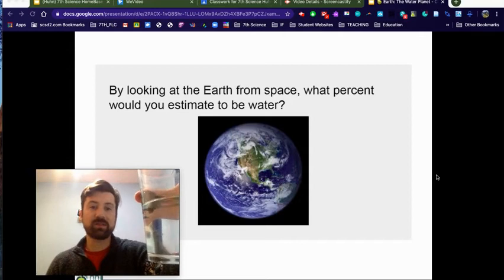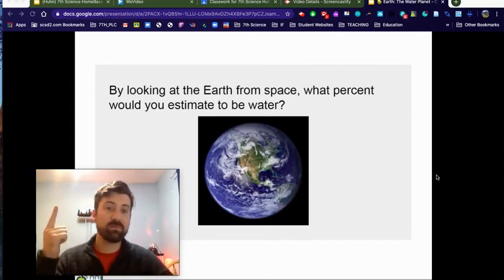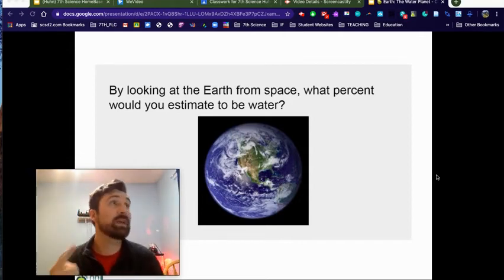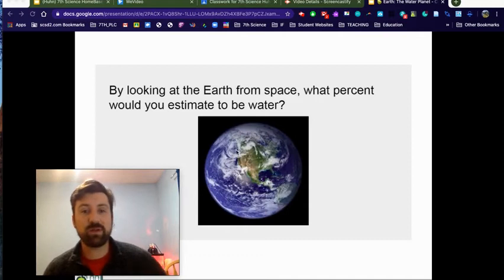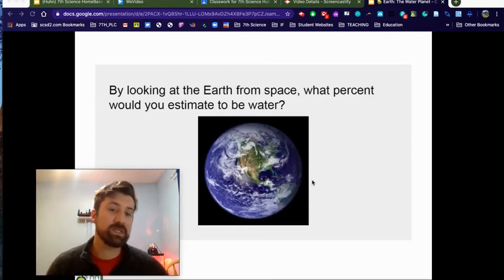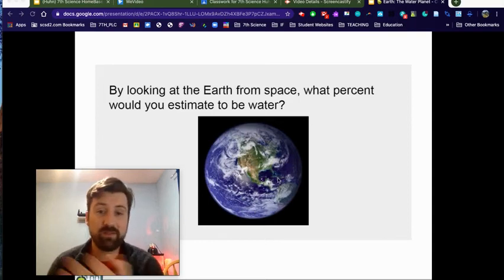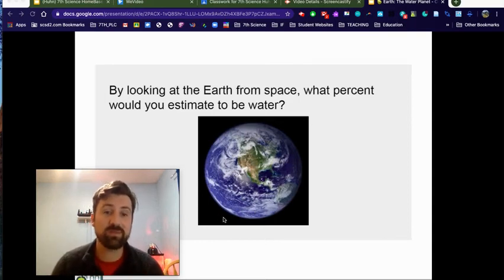Depending on its thermal energy, it can be in the air. There's some around me right now in the air. Or it can be solid, like ice cubes, like you did your experiment on. So if you just look at Earth from space, you can probably estimate how much of the surface is made of water. If you look, all the blue is water, it's most of it.